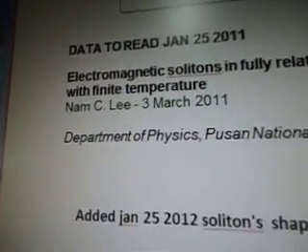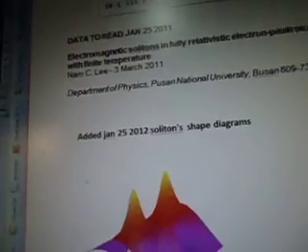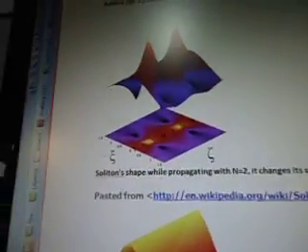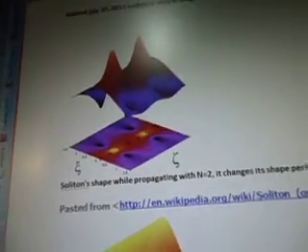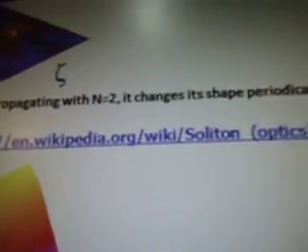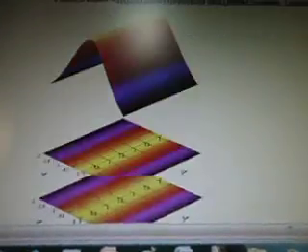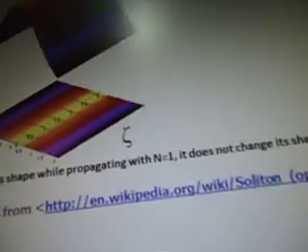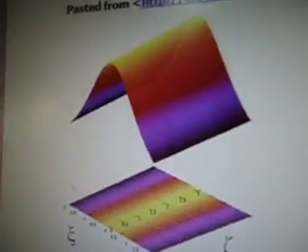Nancy Lee, March 3rd, 2011. He wrote a paper about it. And this came up during my search. So, of course, I Googled solitons because I don't know what they are. And this is what it looks like. Solitons shape while propagating with n equals 2. It changes its shape periodically. Okay, that's Wiki Soliton Optics. Solitons shape while propagating with n equals 1. It does not change its shape.